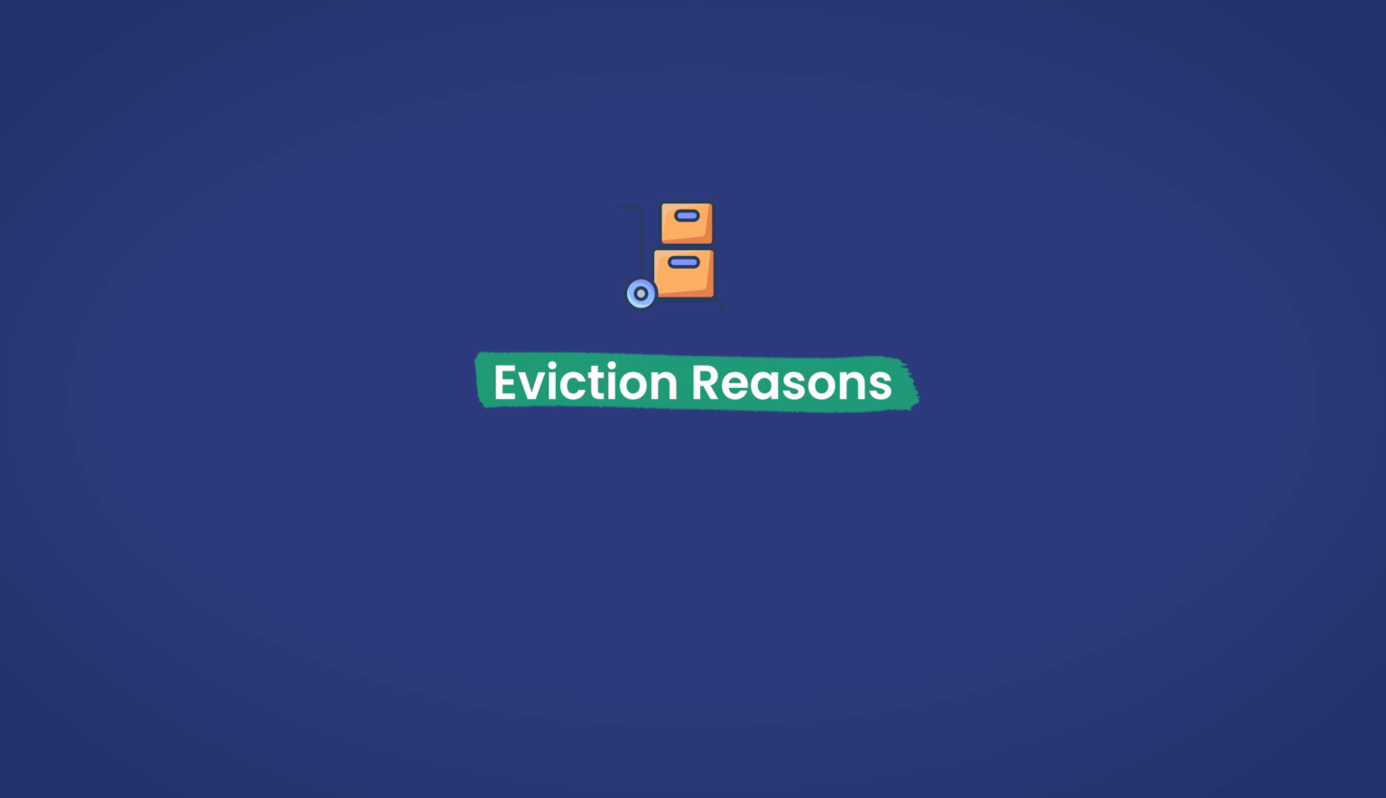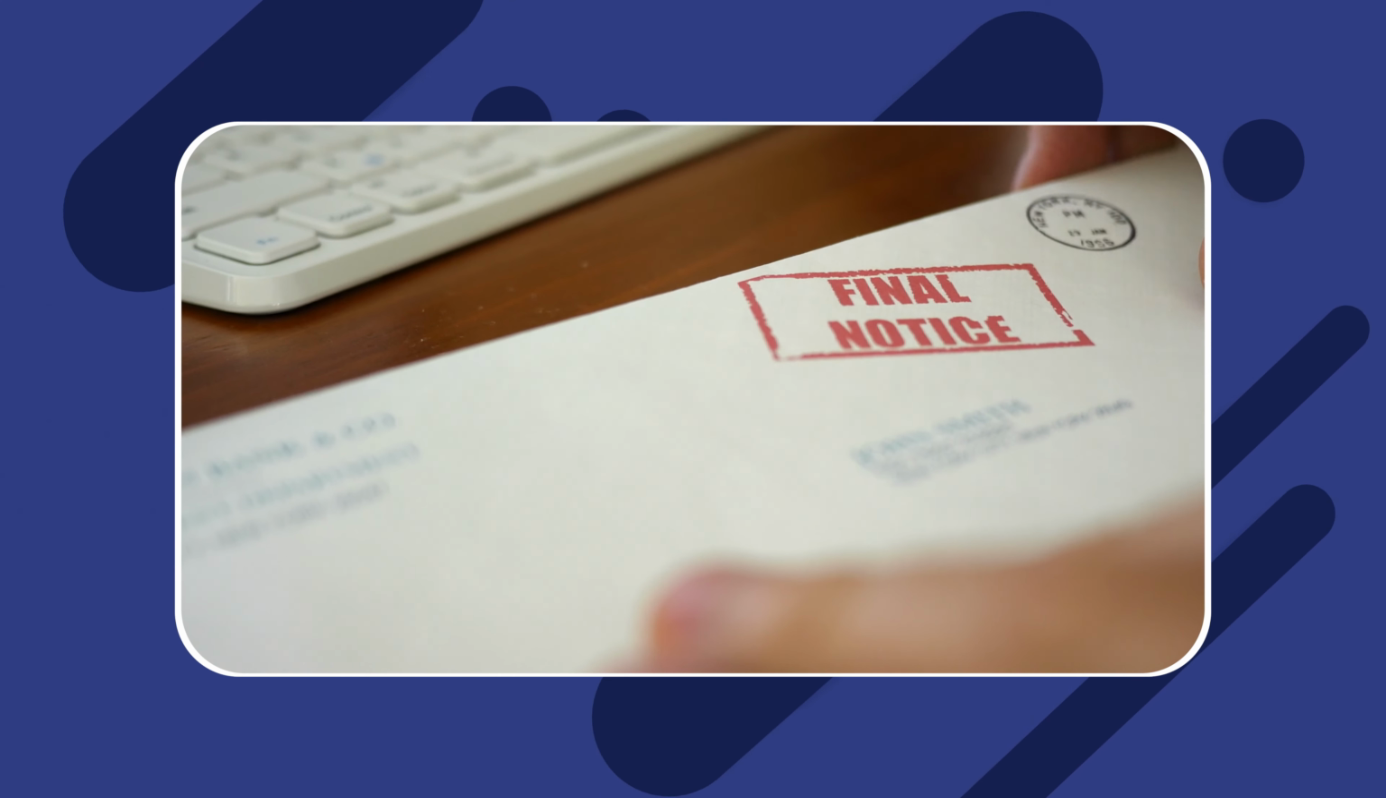Eviction reasons. Step 1 in every eviction process is giving the tenant an appropriate notice. The reason for the eviction must always be valid, and the notice must provide this reason. Paying rent on time is one of the most important things a tenant has to remember. The lease helps a lot when it comes to determining how a landlord must act.